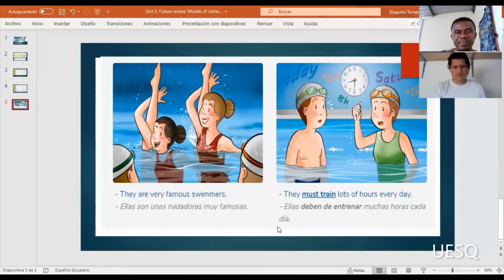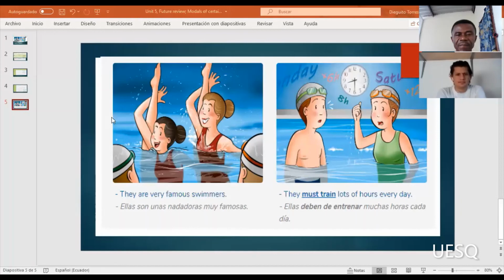Good. So we have some pictures here to complement the explanations that we've given, still on modal verbs. In the pool, there are some young swimmers, and they seem very happy with their hands up, cheering themselves. Let's look at the sentences below. They are very famous swimmers.